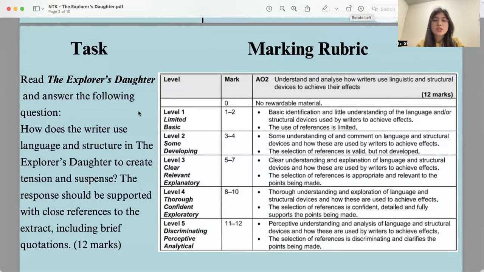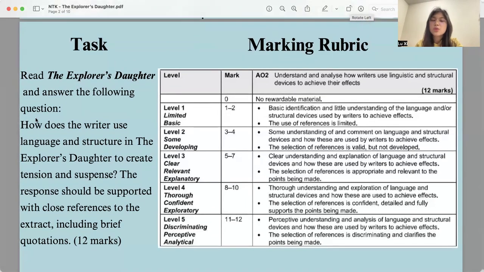And after reading the article together, we're going to answer the following question. How does the writer use language and structure in the article in order to create tension and suspense? So, I have a question. What is the meaning of suspense? Right, that's correct. So, suspense is basically something that triggers you, that attracts your attention, that makes you feel excited or nervous, so that your interest in the article is sparked.